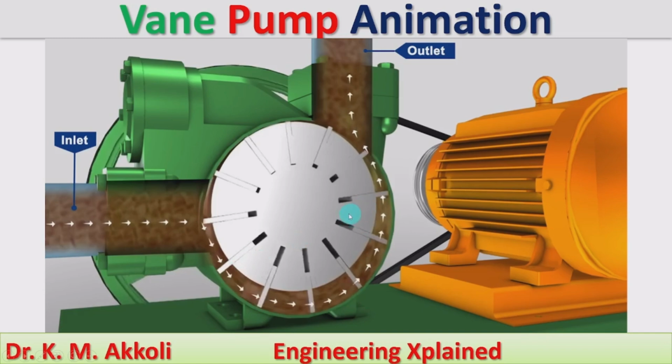And that eccentricity is required for the vanes to slide and move to the inside surface of the casing, and thereby the formation of the chambers between the two vanes and the casing takes place. That causes the carrying of the oil around the casing and delivering it at the outlet. And how the creation of the suction at the inlet and the delivering of that fluid at the outlet take place, I am going to explain with the animation also.